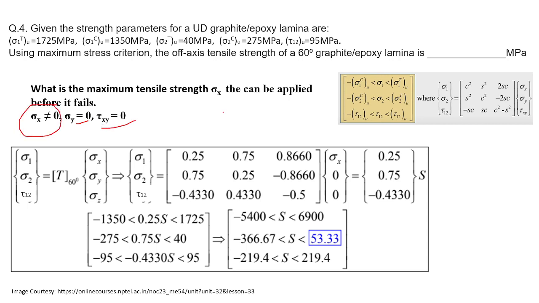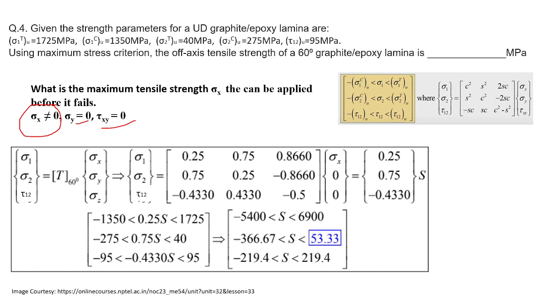as non-zero. Again, we will put these values in the maximum stress criteria, and we will try to find the values in the principal axis in terms of the global axis. This is the global axis value, we need to find in terms of sigma x. We can again use the stress transformation matrix. So this is how it will look: sigma 1, sigma 2 and tau 12, and this is the stress transformation matrix, and only sigma x is there, the other two values are 0.